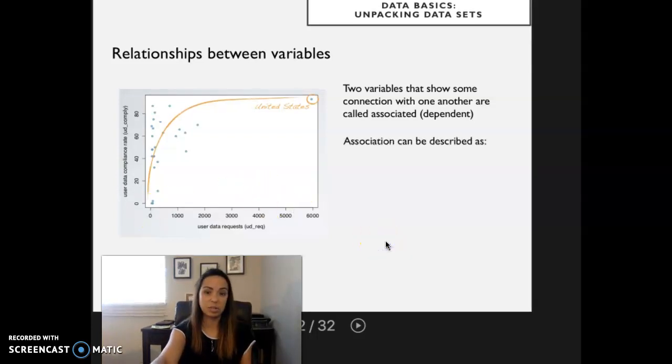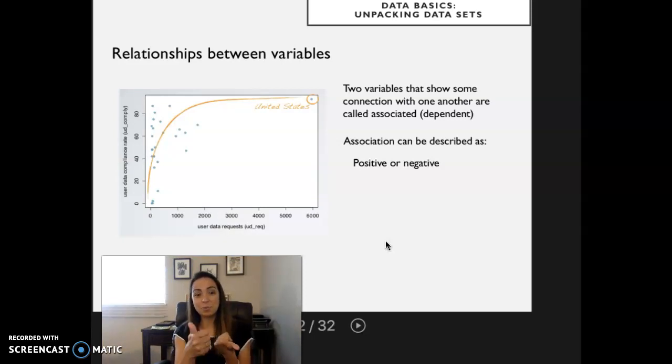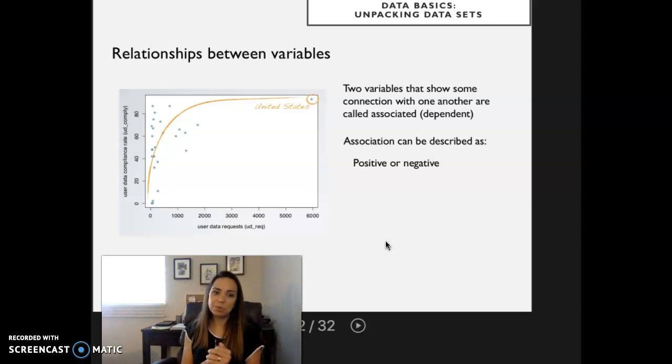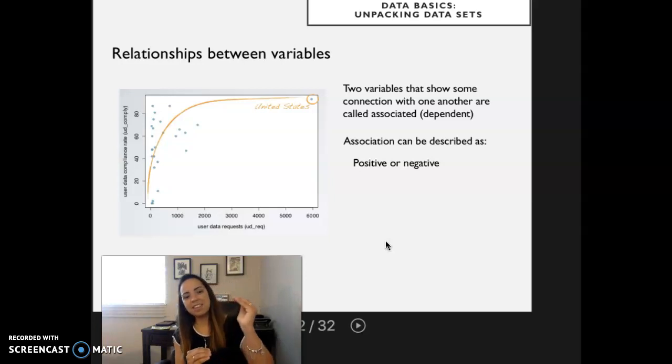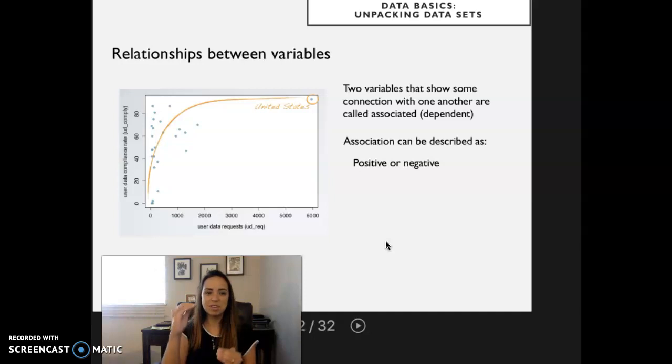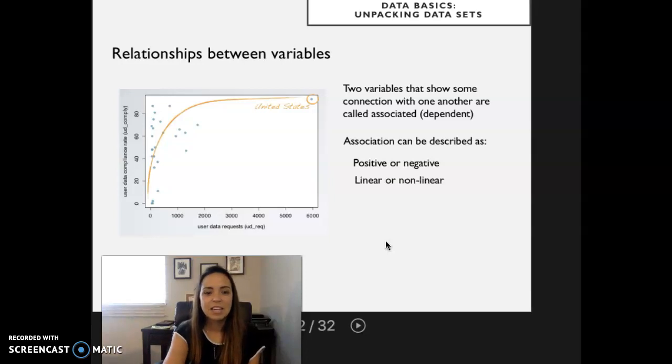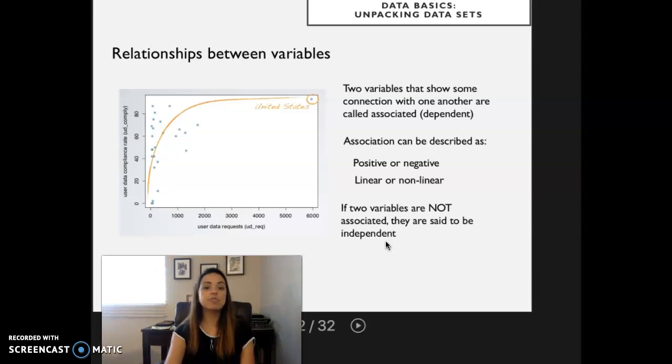Association or correlation can be described as positive or negative. A positive relationship is when one variable goes up in value, the other variable also goes up in value. When one variable goes down in value, the other also goes down in value. A negative relationship is when one variable goes up and the other goes down. They're connected, but they move in reverse directions. They can also be linear or nonlinear. If two variables are not associated, they are said to be independent.